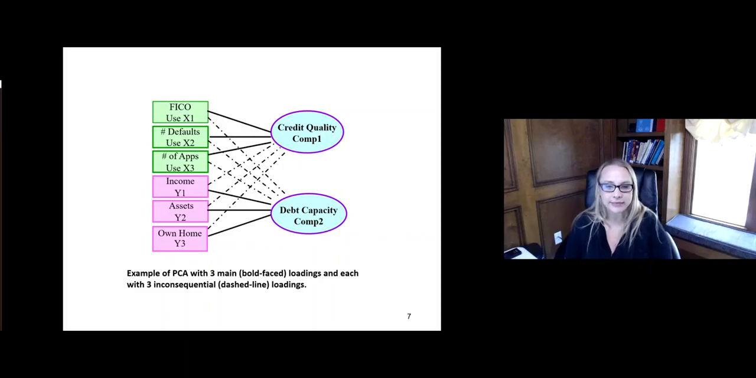So from these 6 variables, perhaps we can reduce those 6 variables to 2 principal components, one that looks at credit quality and one that looks at debt capacity. And then we use these 2 principal components to try to predict whatever our targeted value might be for our problem.